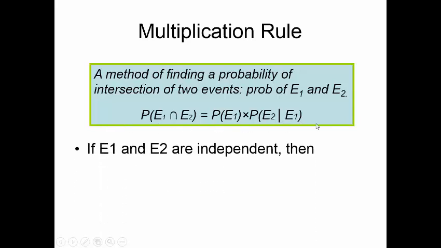And this is a very basic formula for the multiplication rule. Now, if E1 and E2 are independent, then this one is basically the probability of E2. So therefore, the probability of E1 and E2, when E1 and E2 are independent, is given by the probability of E1 multiplied by the probability of E2. And you will see that this formula is very commonly used in the probabilistic evaluation of the library.